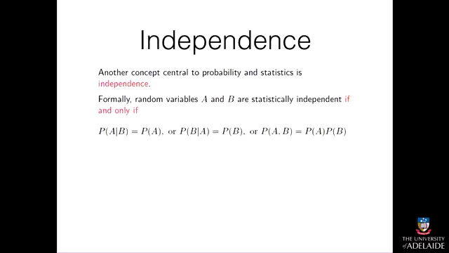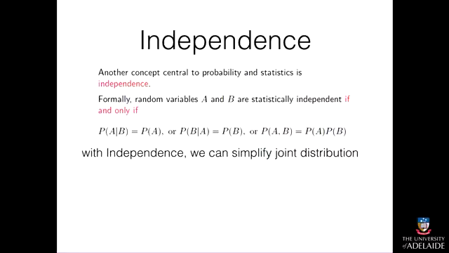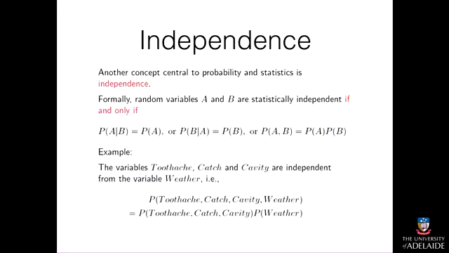Okay, so let's have a look at them. The first one means P(A given B) equals P(A), which means you can just ignore the condition and you get the same probability. And this is the same, but with the order reversed. And this one means the joint probability is the product of the two marginal distributions. So this means the two random variables are independent. And with independence, we can simplify the joint distribution. Now let's have a look at an example here.